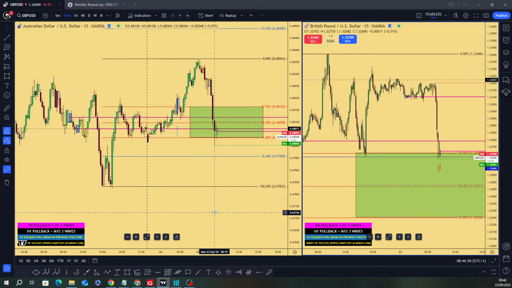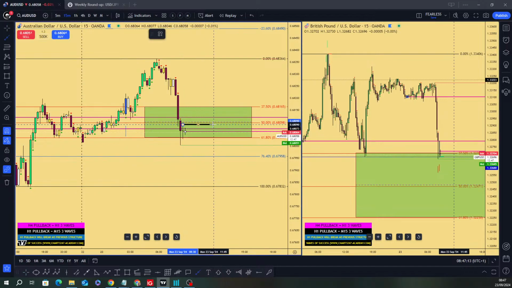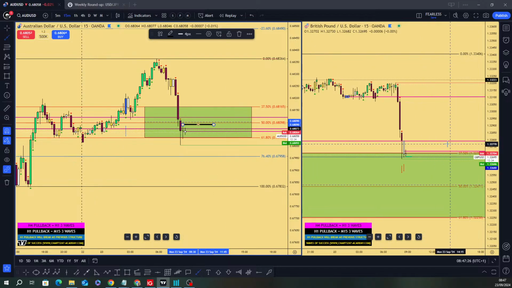Okay, so now is the time that you have to just be patient. We're not going to jump the gun. We know what we're looking for. We will find an entry above this candle here on the Australian dollar, because if the price should close above this candle, that will give us a green dot candle that we're looking for, something like this. And the same thing on the pound US dollar.